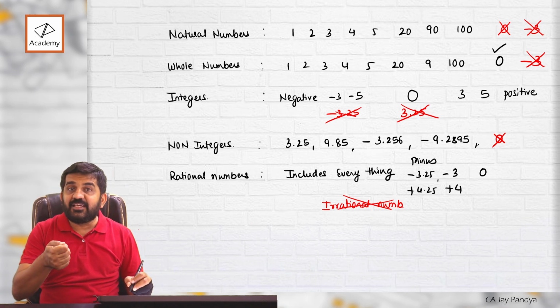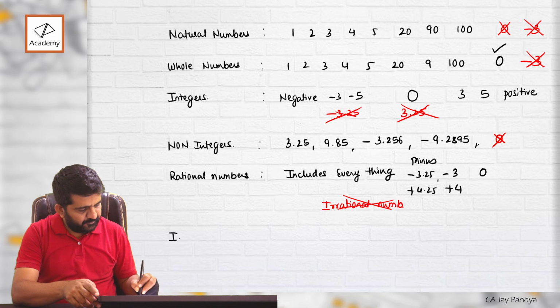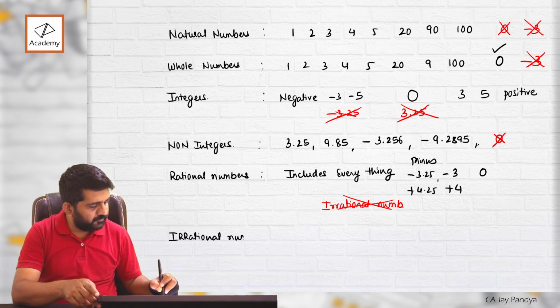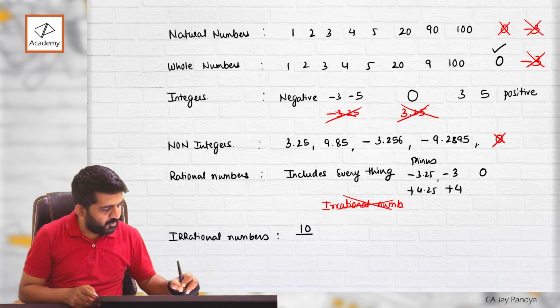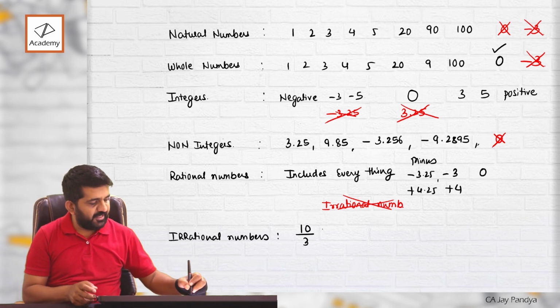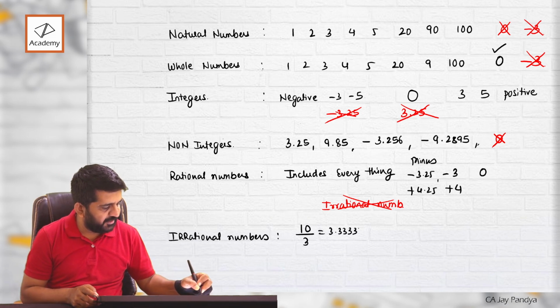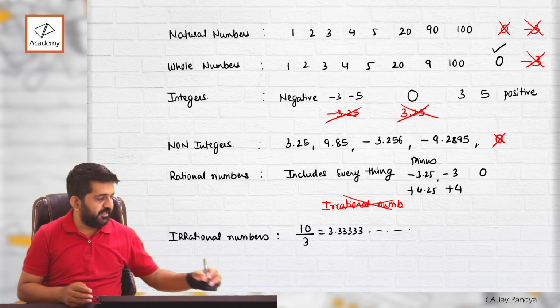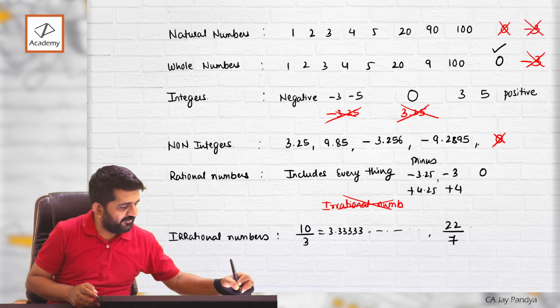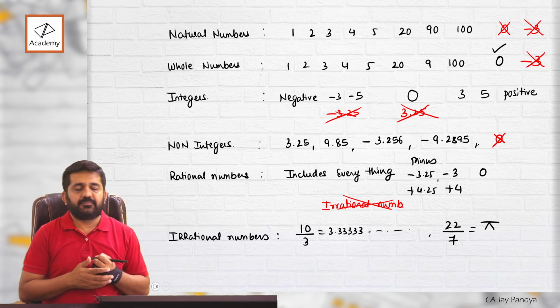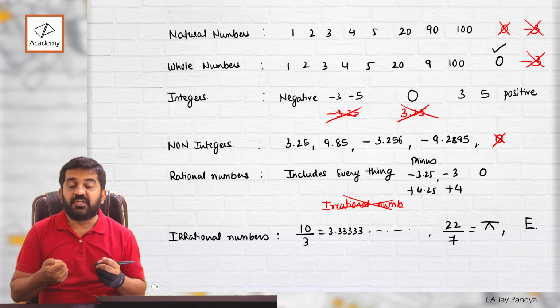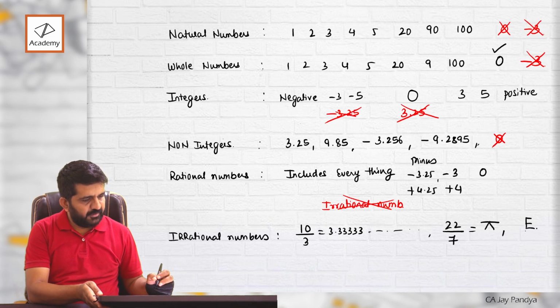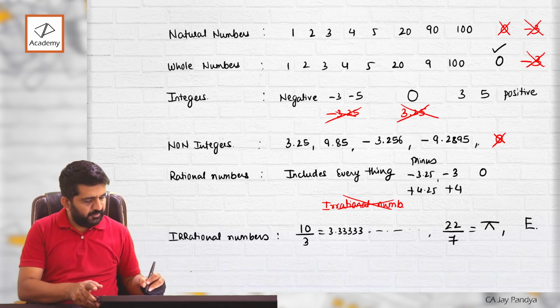So to understand irrational numbers, we also learned what irrational numbers are. The numbers which go on continuing, which never end. 3.3333333 never ends. 22 divided by 7, which is also pi. And these all are irrational numbers. Then we went to real numbers.